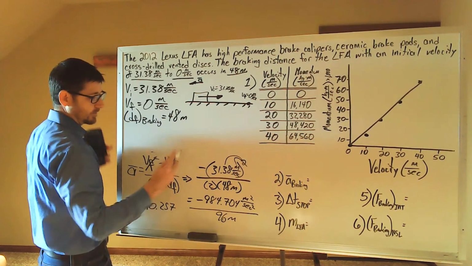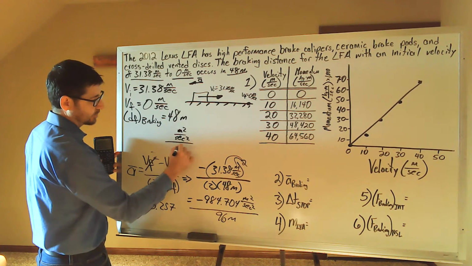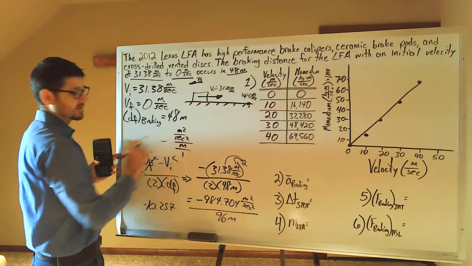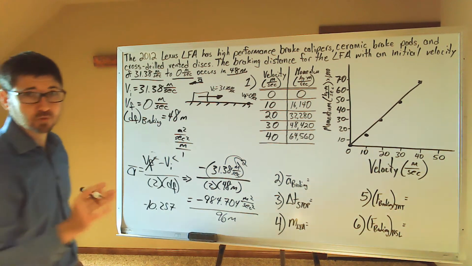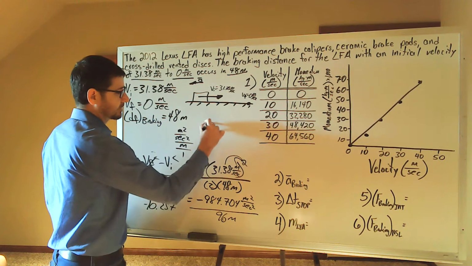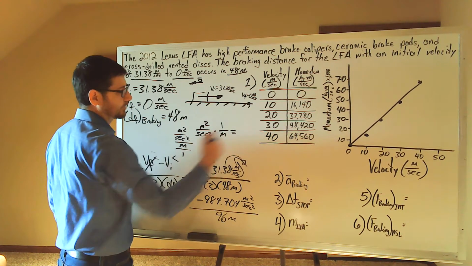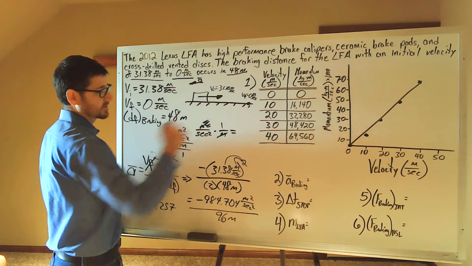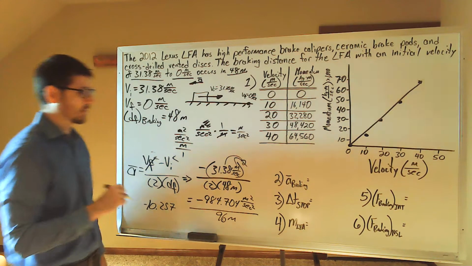In the numerator, we have meters squared per second squared. In our denominator, we have meters, which is meters over 1. When we divide fractions, it's like multiplying by the inverse of the denominator. So meters squared per second squared times 1 over meter. So one of our meters is going to cancel, giving us meters per second squared.